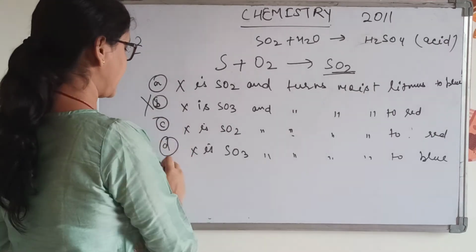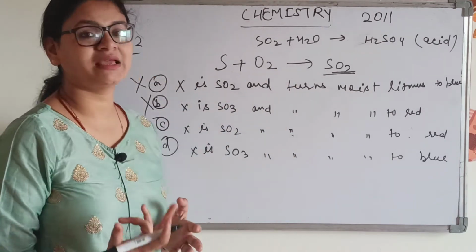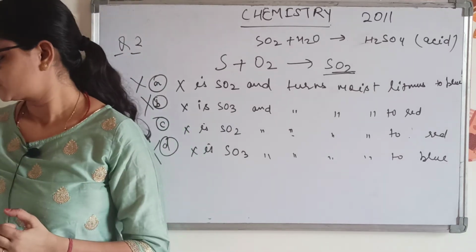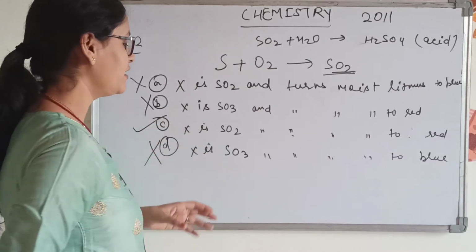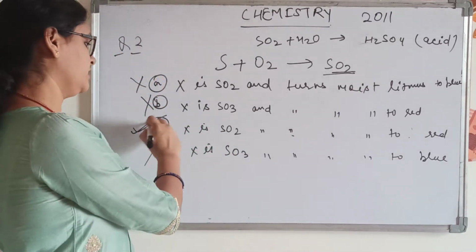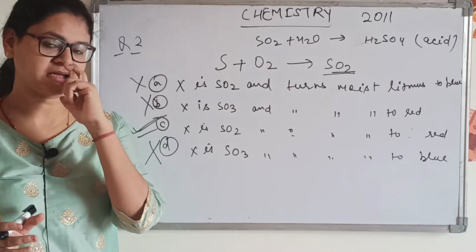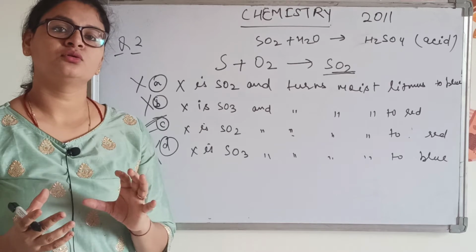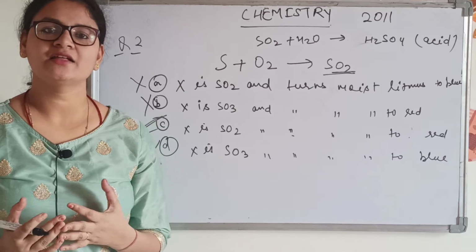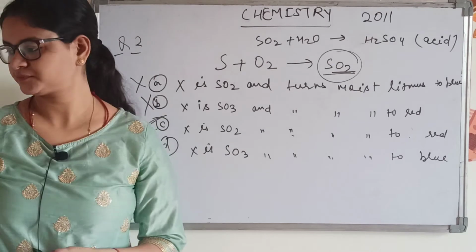This SO3 option will be cancelled. This one also is cancelled because it explains the basic nature of SO2, but we know that SO2 is acidic in nature. So our answer will be option C, because SO2 is acidic and it turns blue litmus into red. Wherever tricky questions like this are given, first go through the reaction and see which type of reaction you are getting. After that, you can easily say whether the given compound is an acid or base.